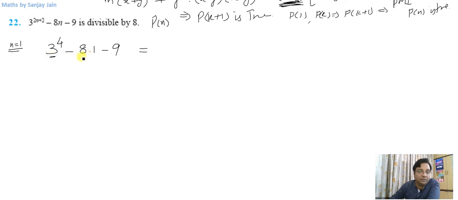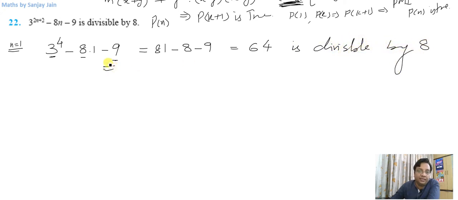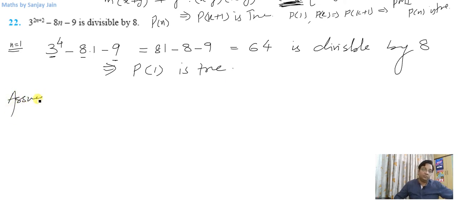So this is 81 minus 8 minus 9. So let me write 81 minus 8 minus 9. So what is this? This is 73 minus 9, so 64, which is divisible by 8. Hence I can say p of 1 is true, or the given statement is true for n equal to 1. Now let's assume that it is true for n equal to k. Assume it to be true for n equal to k, right?